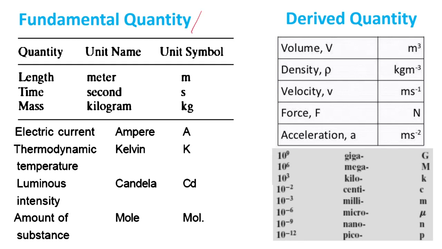Fundamental quantities are also called base quantities. Okay. So fundamental quantities or base quantities are those quantities which are not derived from other quantities. So there are 7 types of fundamental quantities. Okay, they are independent in nature.